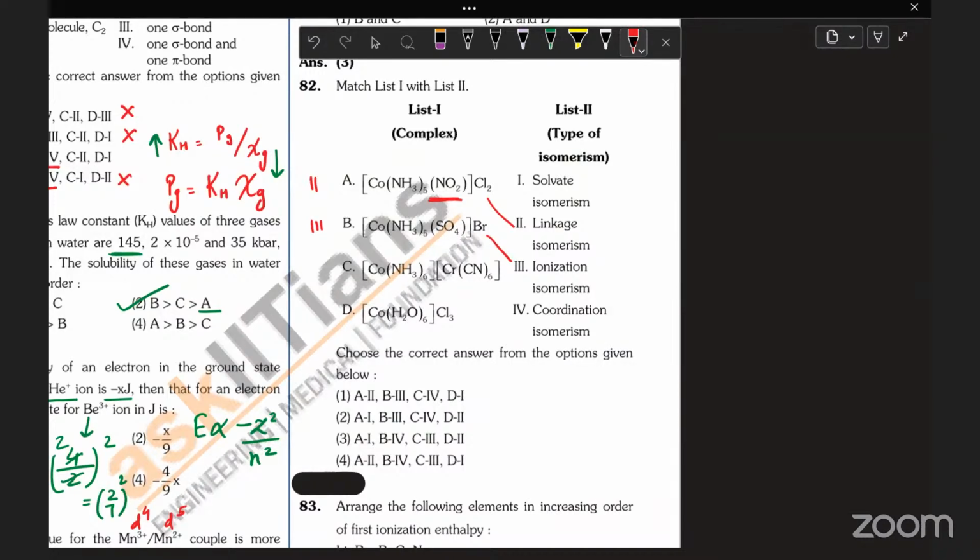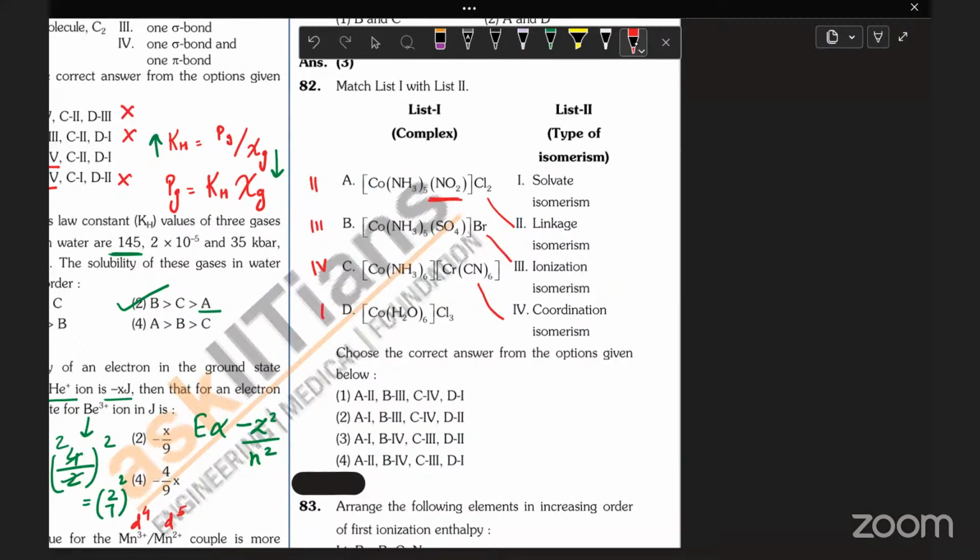Next, what do we have? We have 2 coordination entities in one single compound, right? So obviously it is going to show coordination isomerism. The ligands will interchange their place, and that's how it will show coordination isomerism. I can say C will go with 4. D, Co(H2O)6 Cl3. Obviously, the water molecules will move inside and out of the coordination entity, and that's why solvate isomerism will come into the picture, right? So I'll say D will go with 1.